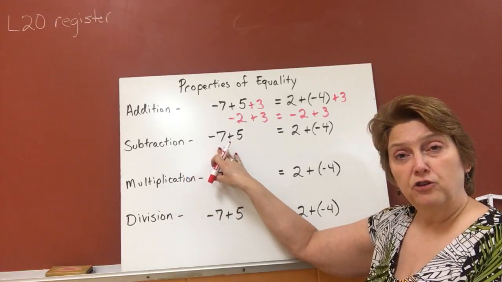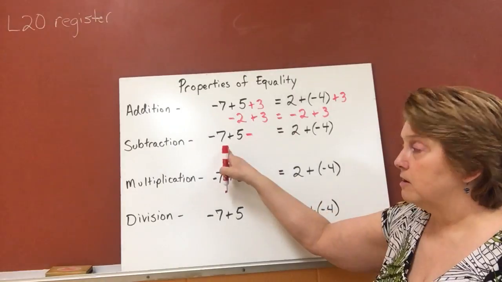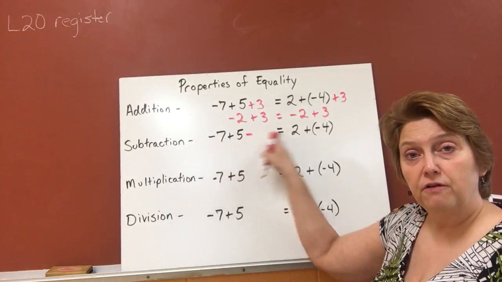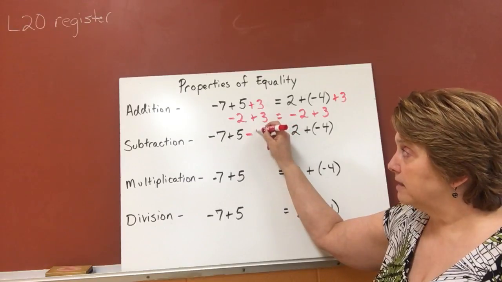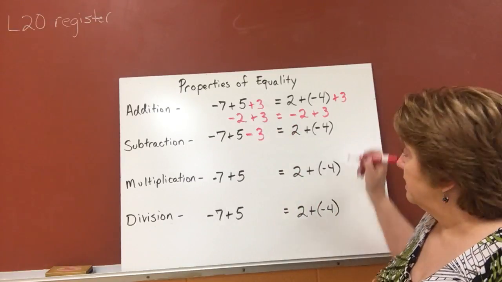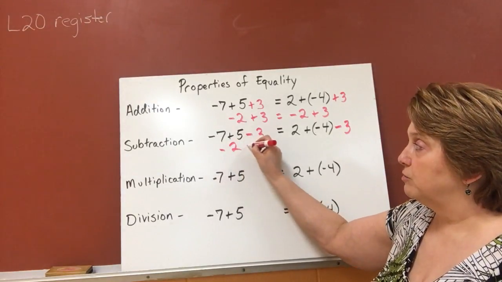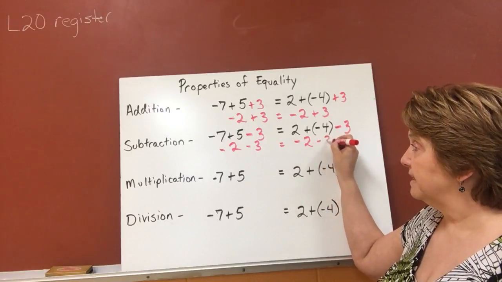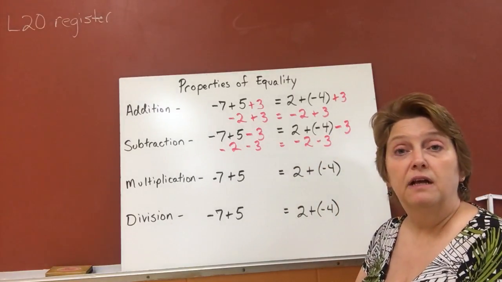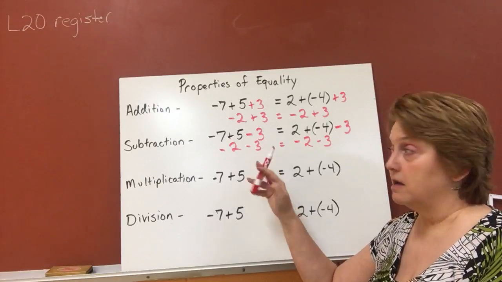And here the subtraction property of equality is basically the same thing. We start with the same equation. Both of these equal -2. And if I subtract 3 now from both sides, I end up with -2 minus 3 equals -2 minus 3. Both sides of the equation are equal if I subtract the same thing.